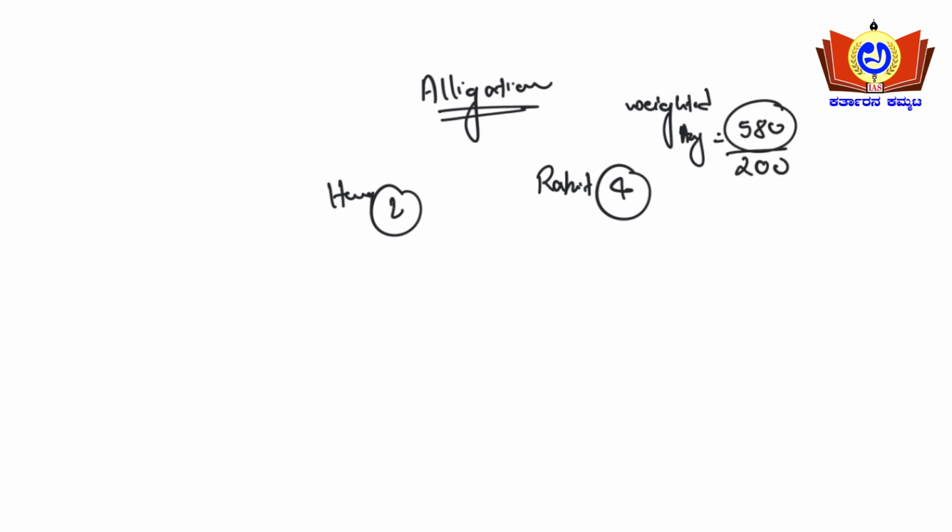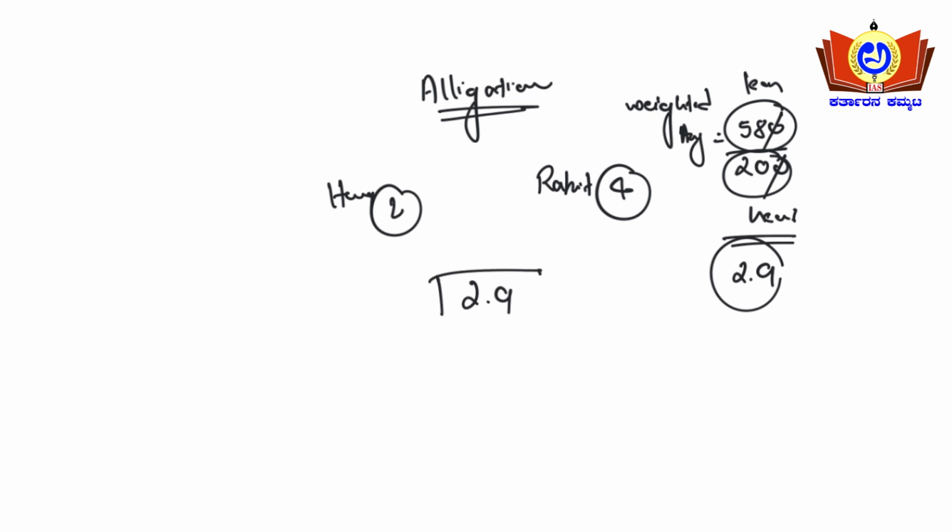So what is this 580? This 580 is legs and this 200 is heads. So the weighted average will be 580 upon 200. This zero gets cancelled, 58 by 20, so 58 by 20 is 2.9. So the weighted average is 2.9 here.